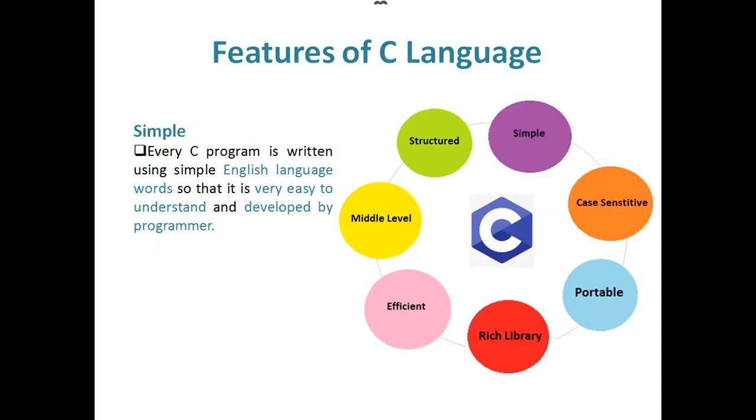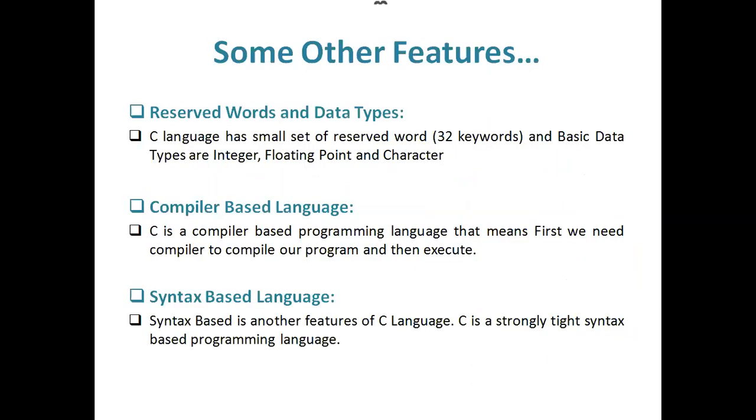Now, C language is very simple. Why? Because in a program written in C, we use English language words. Therefore, they are very easy for the programmer to understand and use, and to develop programs using the C language. So these were some important features of the C language which we have discussed today.